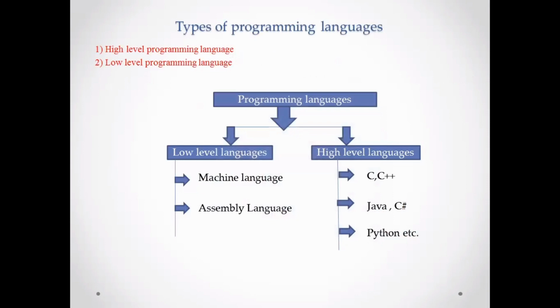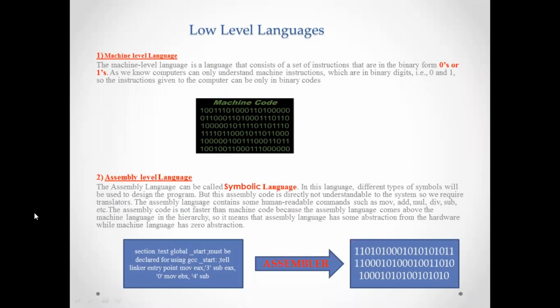So there are basically two types of programming languages, high-level programming languages and low-level programming languages. Low-level programming languages are further categorized into two, machine level language and assembly level language. And the high-level programming languages are C, C++, C Sharp, Java, Python, etc. Okay, we will discuss the high-level programming languages in our next tutorials.